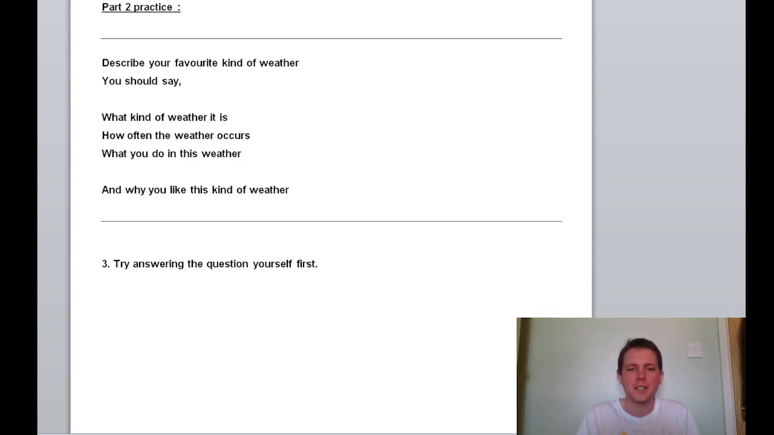Part 2 practice. So here's the Speaking Part 2 question. One type of Part 2 question that you can get in the IELTS test is about the weather. Describe your favorite kind of weather. What kind of weather it is, how often the weather occurs, what you do in this weather, and why you like this kind of weather. Okay, I've already given you some language that you can use to answer this kind of question. So I want you to try now.